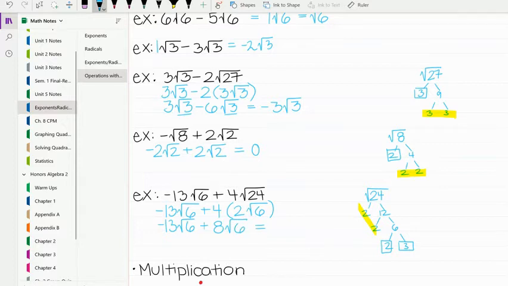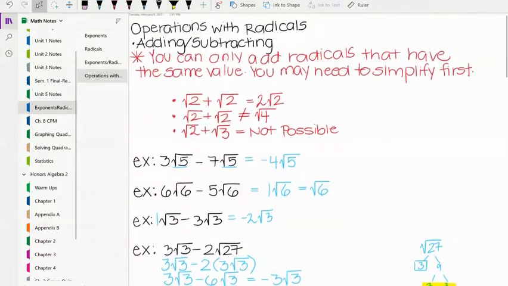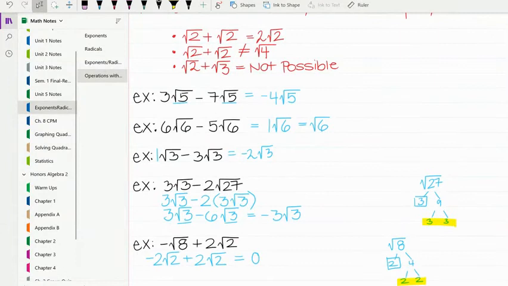So you're really doing negative 13 plus 8, which would be negative 5, and then we have root 6. All right, so that was addition and subtraction. The main takeaway is that it has to be the exact same root in order to add them. If it is not, then you need to see if you can simplify it, and then from there add them. Once you simplify, if they're still not the same, then that's where you would say not possible.